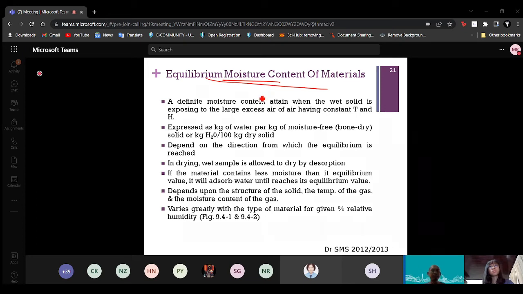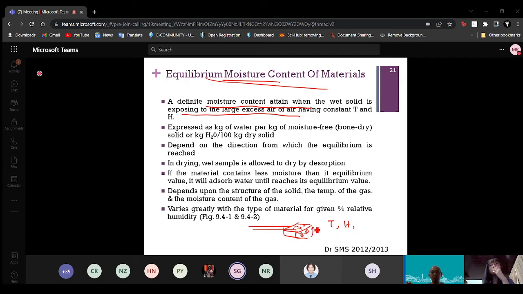So you will forget. Okay, so equilibrium moisture content is basically the moisture content attained when the wet solid is exposed to large excess air. Blah blah blah. You don't understand what this says. Okay, equilibrium is basically very simple. Anything will reach equilibrium at certain conditions. Equilibrium means nothing goes out, nothing comes in. Let's say this is your wet material, with the correct temperature and humidity, the drying process is going to reach its end point at equilibrium.